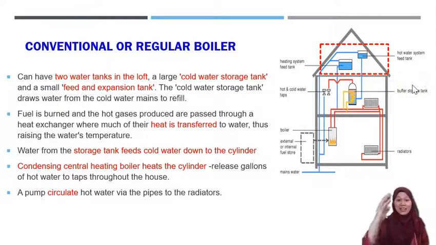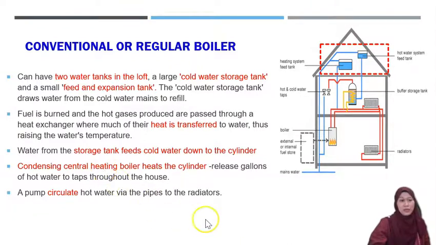They have a tank for heating, for the heated-up water, and also for the cold water. Okay, so they have two main tanks for the conventional or regular boiler. See, two tanks in the loft, so you have to put them on top of your roof. Okay, one for cold water and one for the expansion tank.